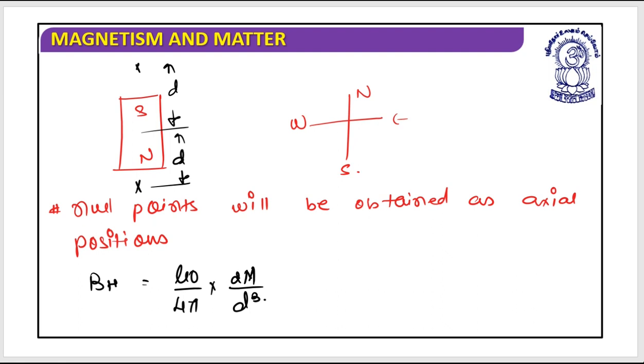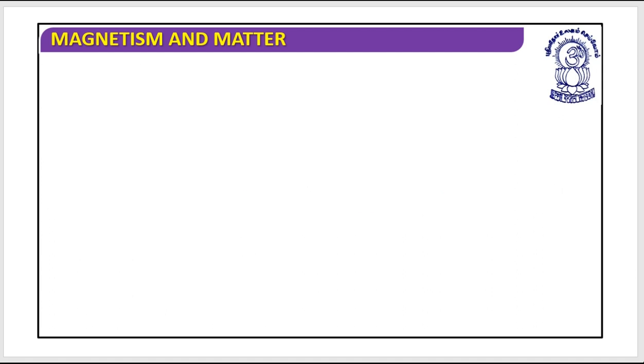So please do remember that when the south pole of the bar magnet is pointing towards the geographical north, then it will have a null point on the axial positions. I hope this is clear. Great. Let's have one more question based on this null point.